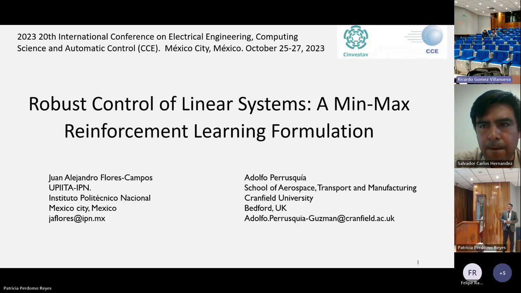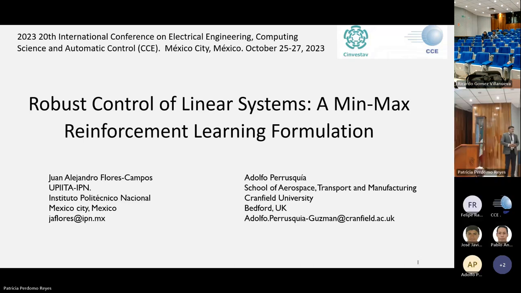This article is very mathematical. It's based on many demonstrations. We talk about the robust control of linear systems, basically, min-max reinforcement learning formulation. My name is Juan Alejandro Flores Campos, and my colleague is Adolfo Perrusquia. He's at Cranfield University.